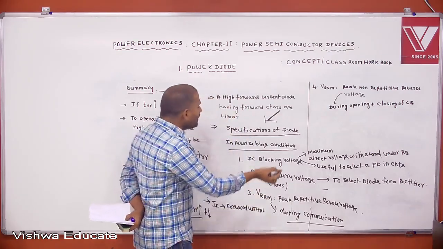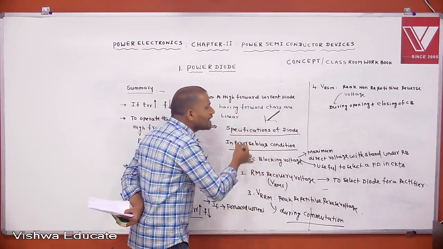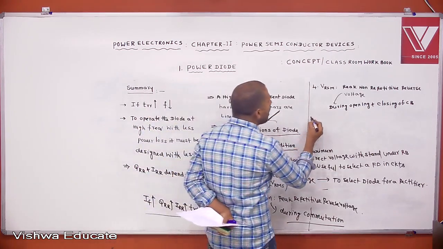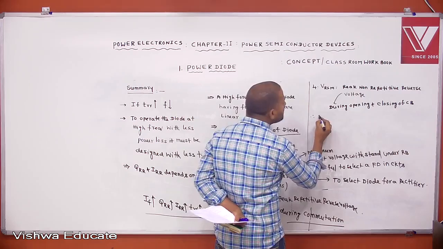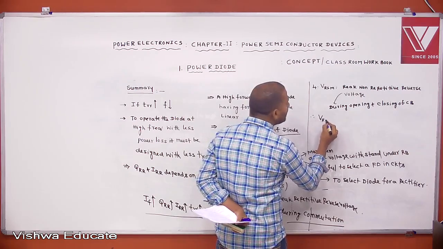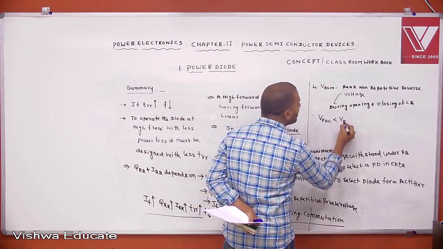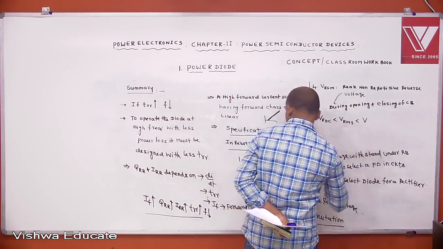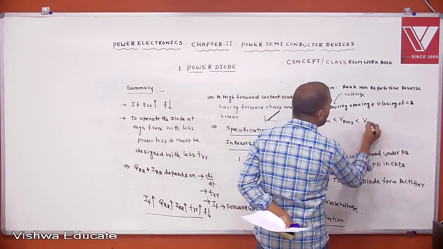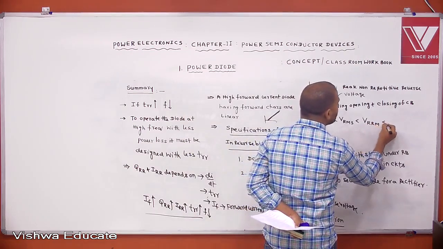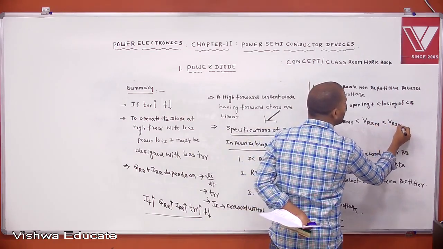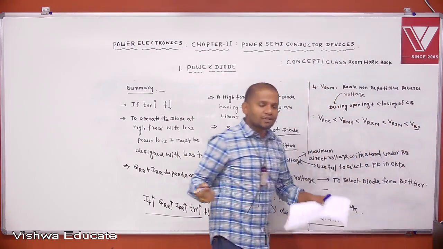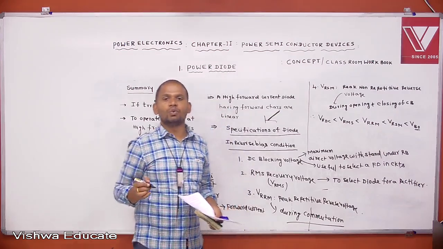Now, all these are the specifications of the diode under what condition? Reverse bias condition. Now tell me, among all the voltages, which is the lowest reverse voltage, under DC condition? Next one is Vrms voltage. Next one is peak repetitive reverse voltage, VRRM. Then next one is VRSM. Then which is the highest voltage? Reverse breakdown voltage. Reverse breakdown voltage is the highest voltage.